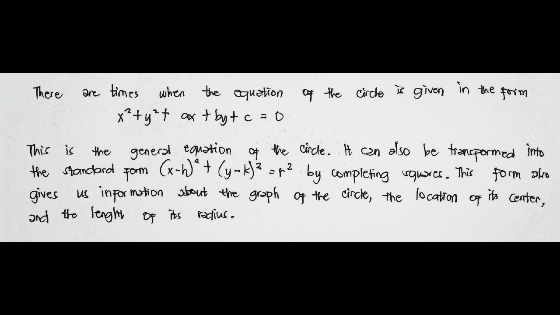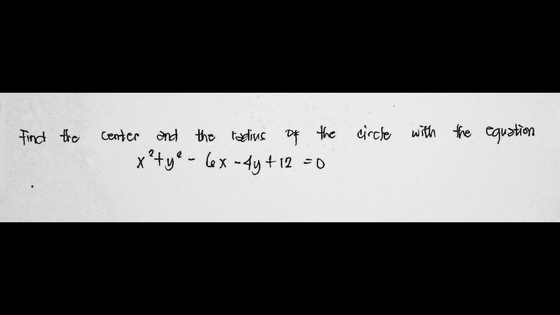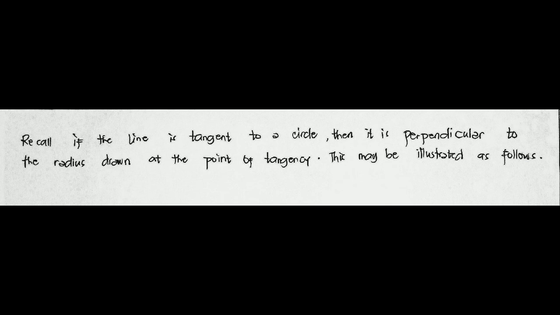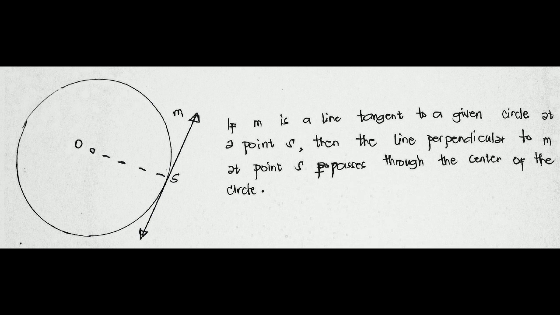So this form also gives us information about the graph of the circle, the location of its center, and the length of its radius. Okay, so let's take for example, find the center and the radius of the circle with the equation x squared plus y squared minus 6x minus 4y plus 12 is equal to 0. We recall if the line is tangent to a circle, then it is perpendicular to the radius drawn at the point of tangency. So this may be illustrated as follows.